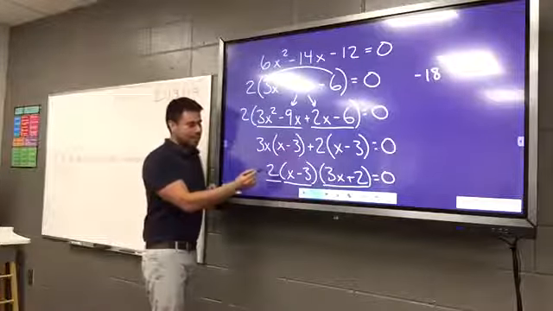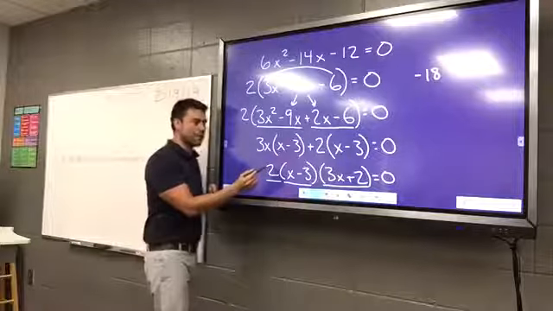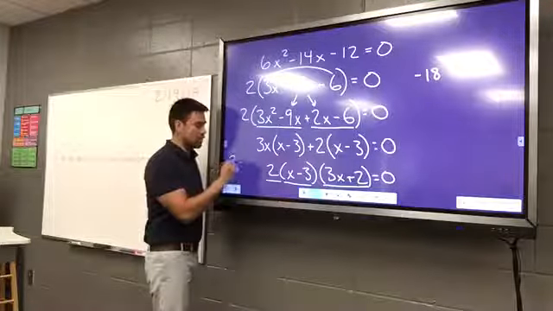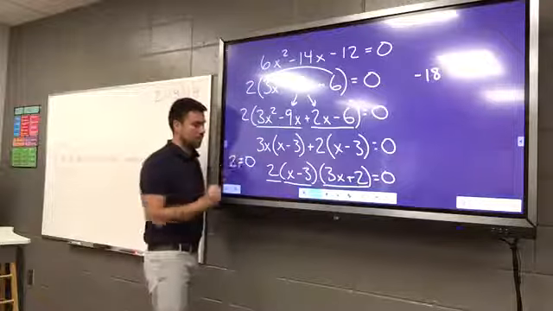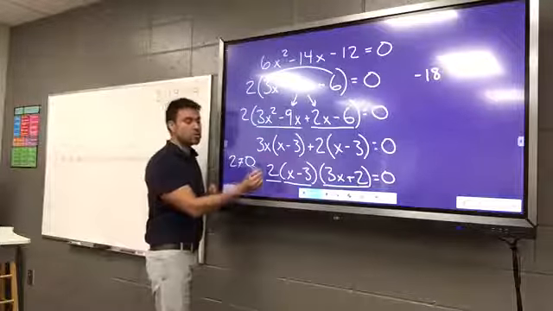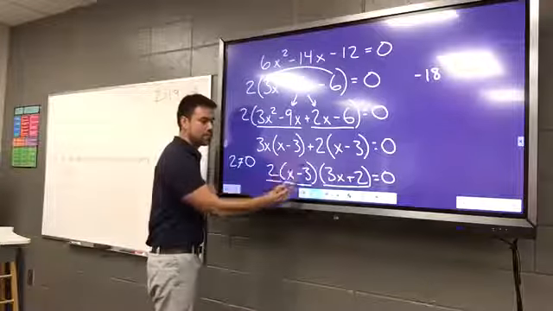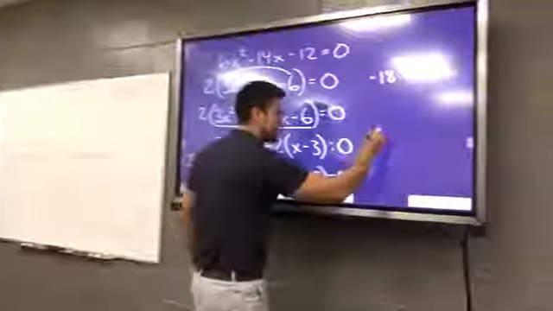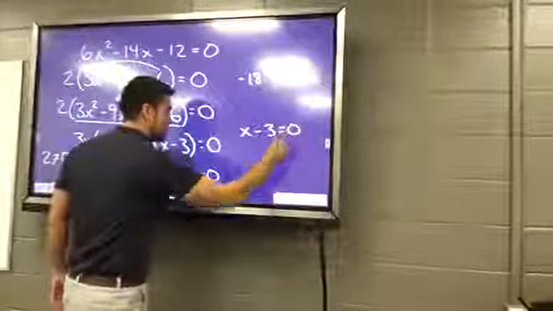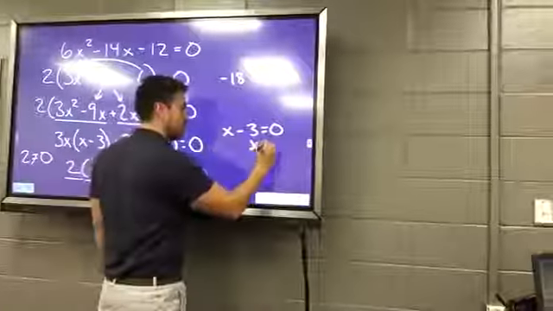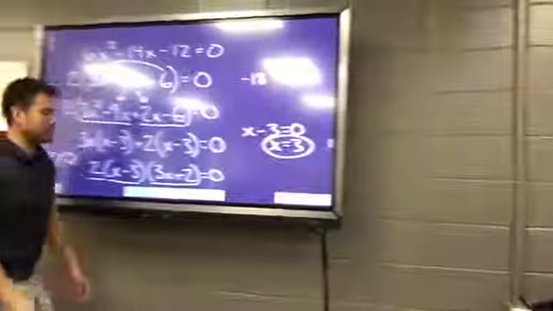Okay. Here's a statement. I hope you get it. Can 2 equal 0? No, it cannot. So there's no solution here. Can I find a solution with this one? You would get x minus 3 equals 0. So x is positive 3.